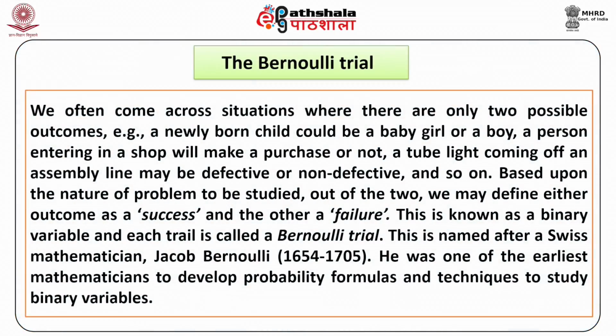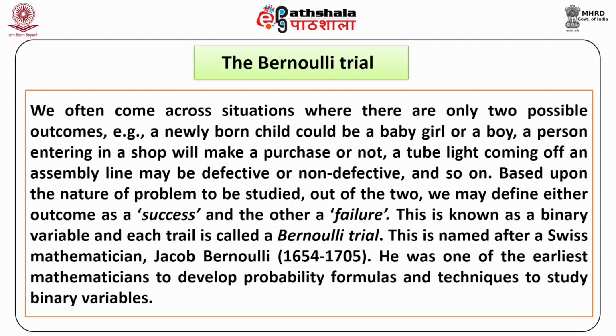As mentioned, in practice we often come across situations where there are only 2 possible outcomes. For example, a person entering a shop will make a purchase or not, or a person suffering from a dreaded disease will survive or not, or a tube light coming off an assembling line may be defective or non-defective, and so on. Based upon the nature of the problem to be studied, out of the 2, we may define either outcome as a success and the other as a failure. This is known as a binary variable, and each trial in this is known as a Bernoulli trial.